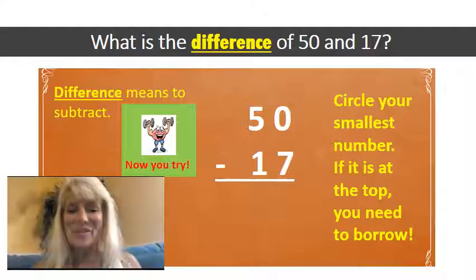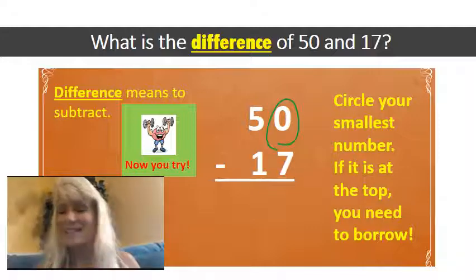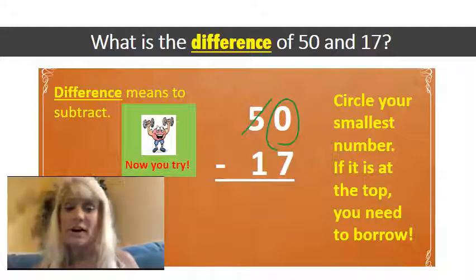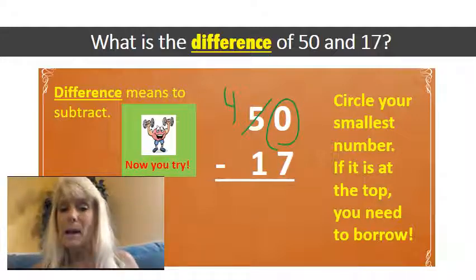Okay, I'm going to circle my smallest. I see a 0 at the top. Red flag, red flag. That tells me I'm going to have to go ahead and borrow. I'm going to cross off my 5. My 5 becomes a 4. My 0 now becomes a 10.